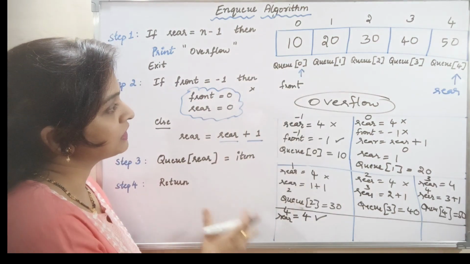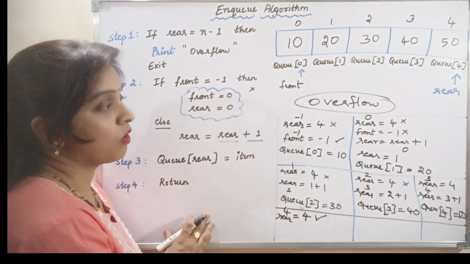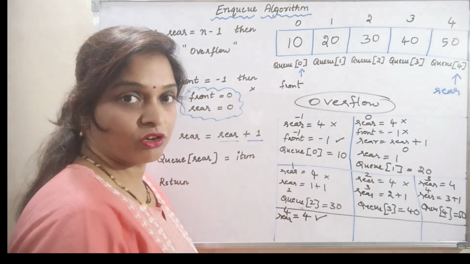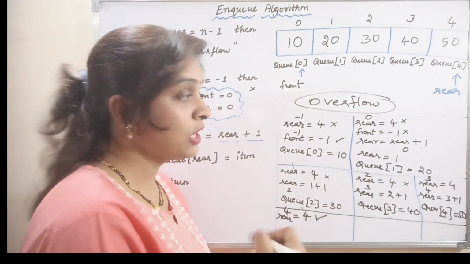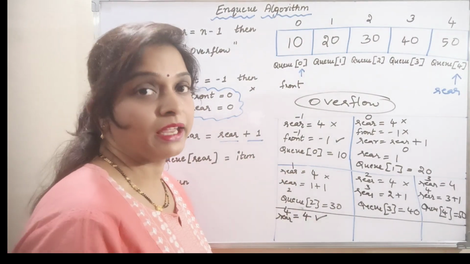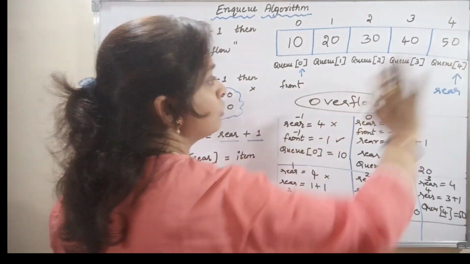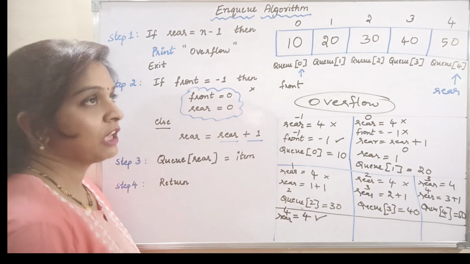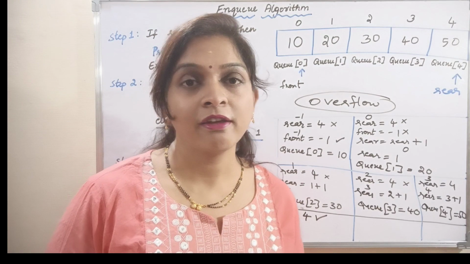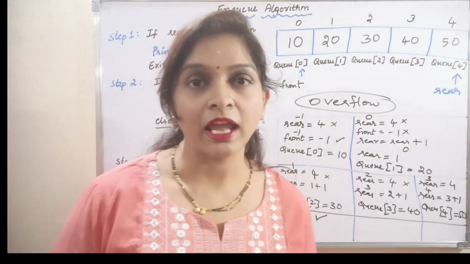So this is what the enqueue algorithm is. Hope you have understood this enqueue algorithm. You have to trace out all these things by yourself. You have to write down all these things by yourself. Then only you can understand how the rear pointer gets incremented. So started from -1, it was reset to 0, then from 0 to 4. Queue size minus 1. When it reaches queue size minus 1, then I should say the queue is filled with values. It is overflow. So this is what the enqueue algorithm is.